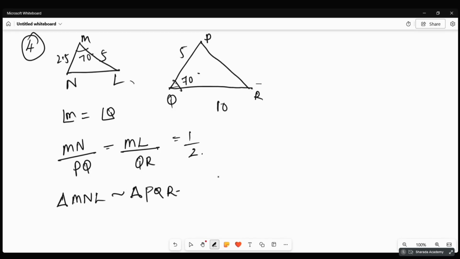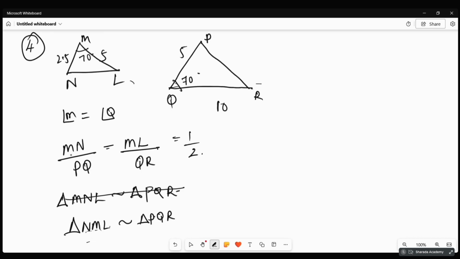Is it that it is not similar? This is what I've written actually. No, M and N should be good. MNL to PQR. Okay. M and Q are equal angles. So MN by PQ, okay, correct, is equal to ML by QR. Correct. So these two triangles are similar. Correct now.